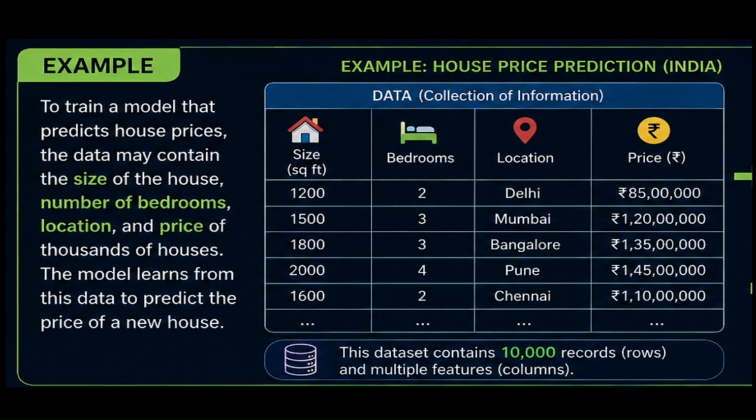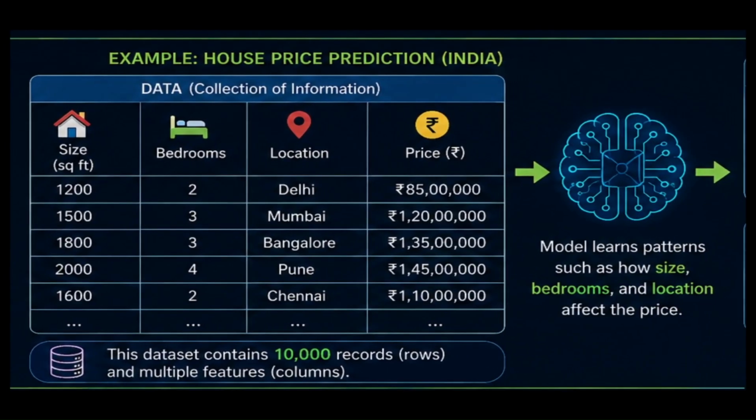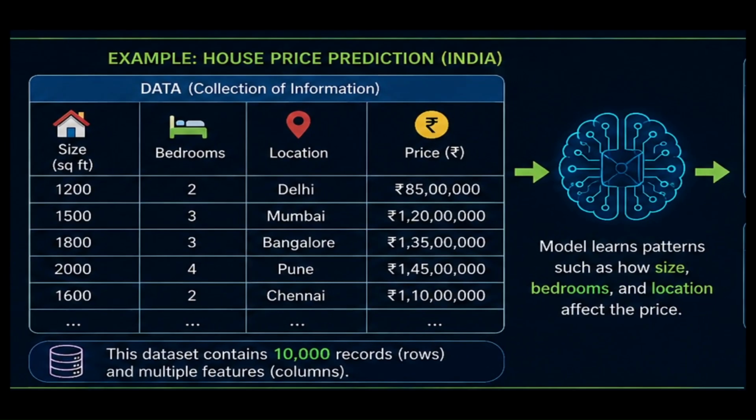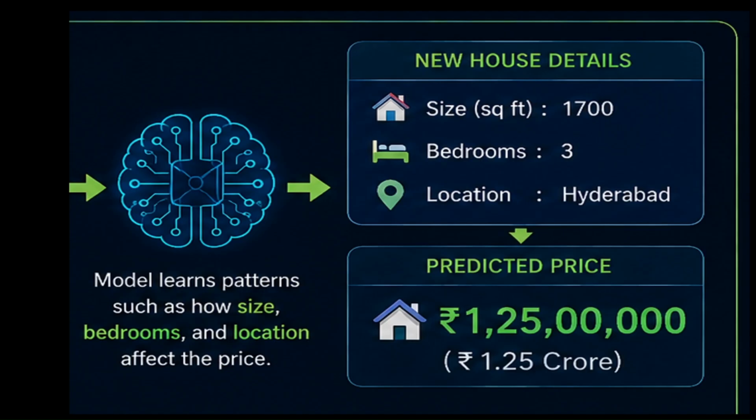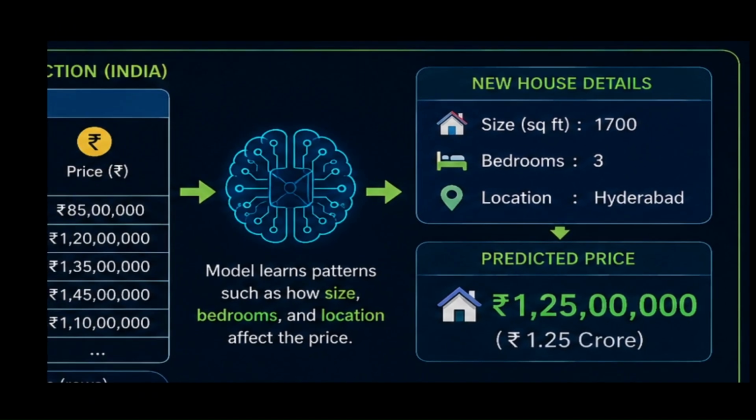Now let's say we can give this data to a machine learning model. As data, we have the size of the house, bedroom, location, and price data. All this data we have, and this data we give. If you observe, this data is in a proper format, right? This is a collection of information, and this data we give to the machine learning model. And then when we give new house details to the model, it will give us a predicted price, that this can be the price of this particular house.